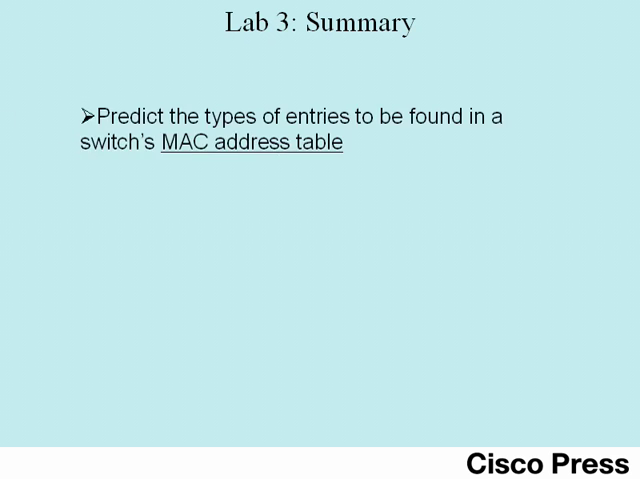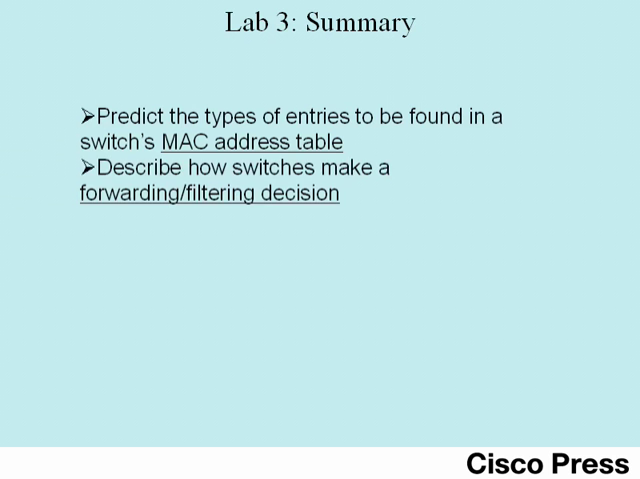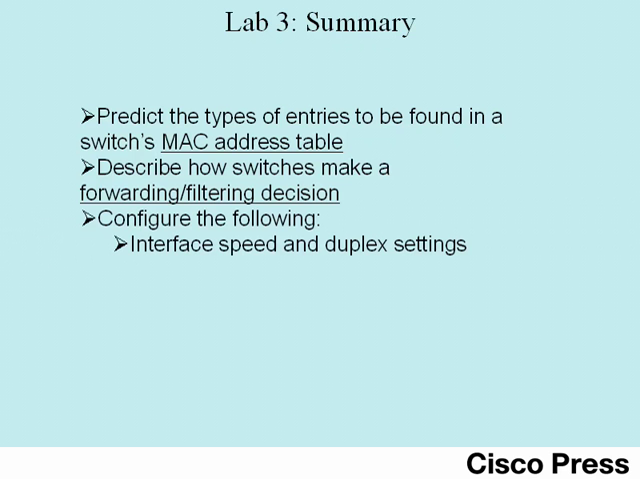This concludes ICND1 Lab number 3. This video has shown how to predict the types of entries that will be found in a switch's MAC address table. It describes how switches make forwarding and filtering decisions, and it shows several things from the command line interface, in particular how to set the interface speed and duplex settings, as well as how to configure a switch's IP address and default gateway.